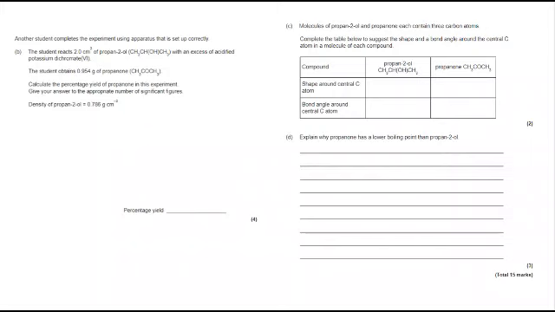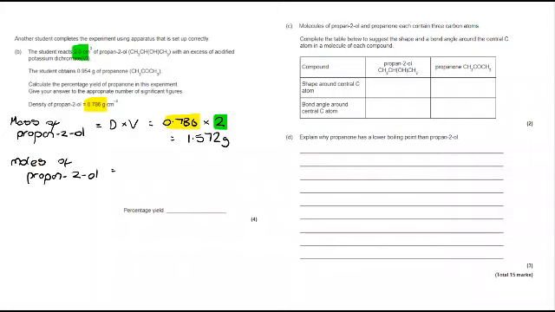So let's start with what we can work out. We want to know the mass of propan-2-ol. And for the propan-2-ol, we've got a density and we've got a volume. I've highlighted those so we can see them. You've got to pick through this question to find the data to do these calculations. That takes us to 1.572 grams.